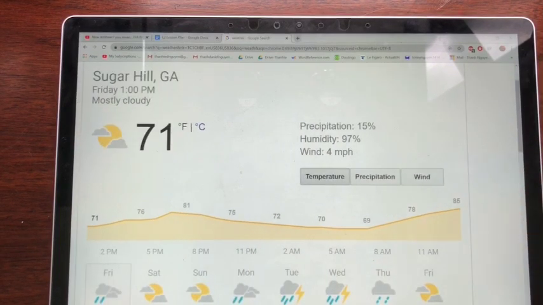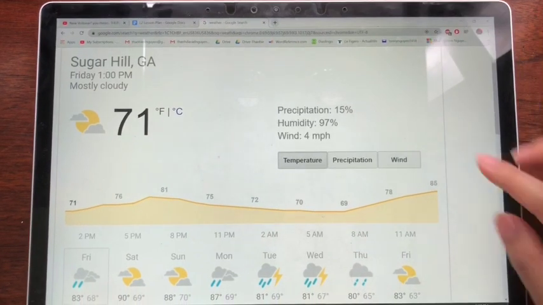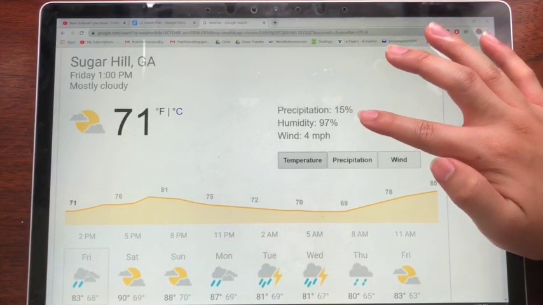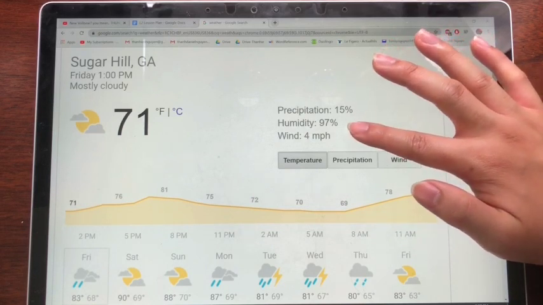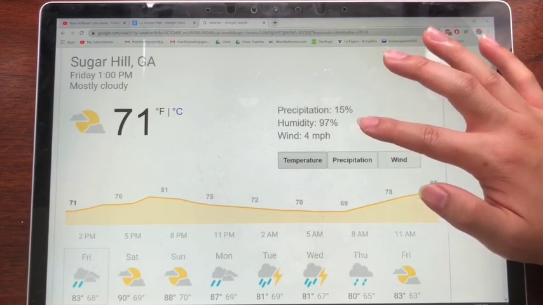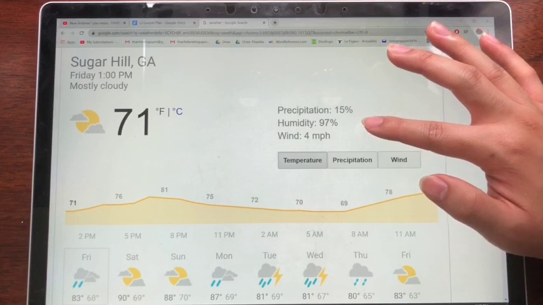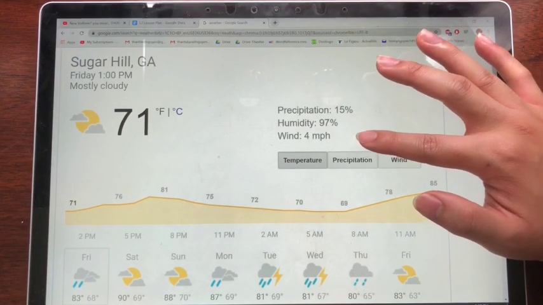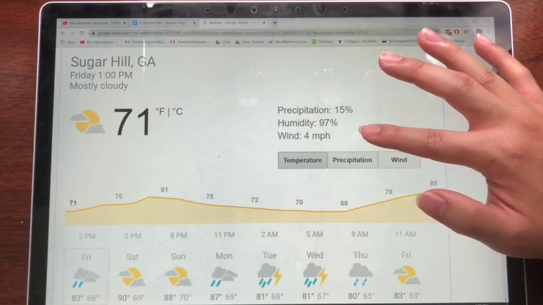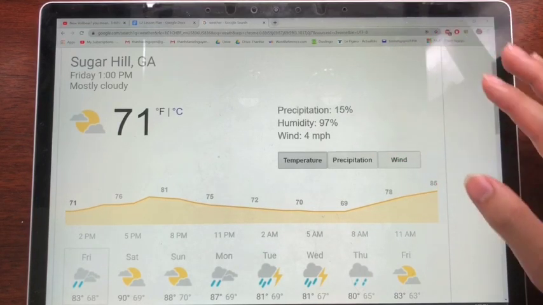Let's look at the weather. Okay, so right now it is Friday at 1 p.m. It is mostly cloudy, so let's just say it's cloudy. The current temperature is 71 degrees Fahrenheit. The precipitation is 15%. So the chance of rain is 15%. The humidity is 97%. So it's very humid right now. There's a lot of water in the air. The wind is going at 4 miles per hour. So it's not a lot of wind, it's just a little wind.